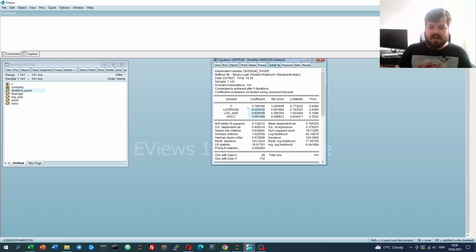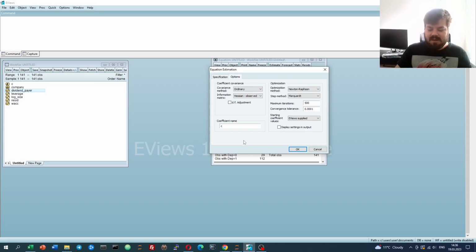We also can have a look at the specification. We can introduce a Huber-White covariance method to make our model estimation robust against any arbitrary heteroscedasticity. We can change the optimization method. However, sticking with Newton-Raphson is very advisable here.